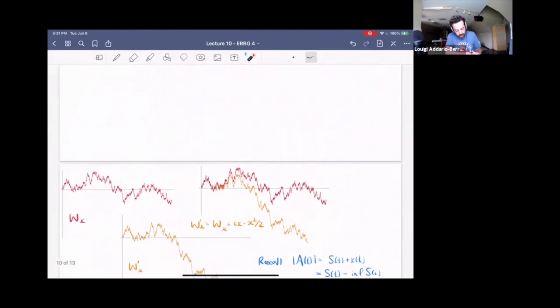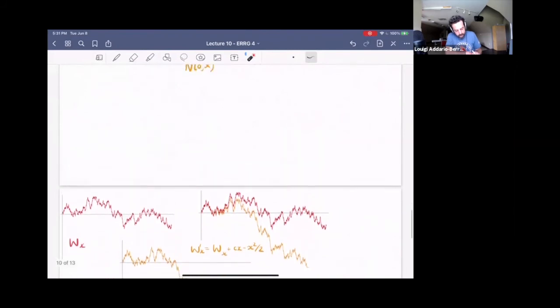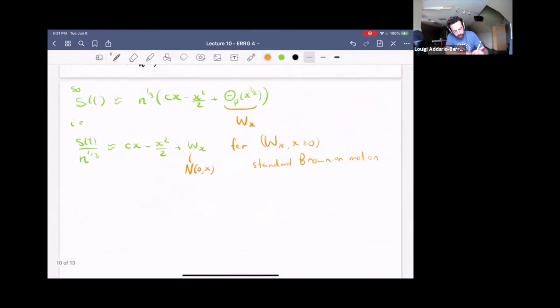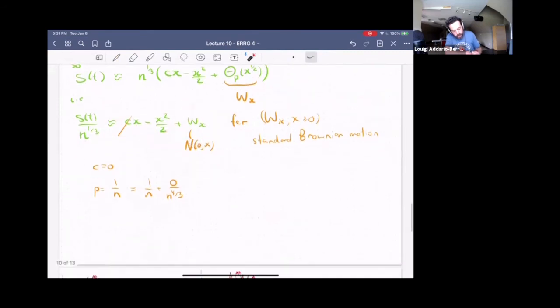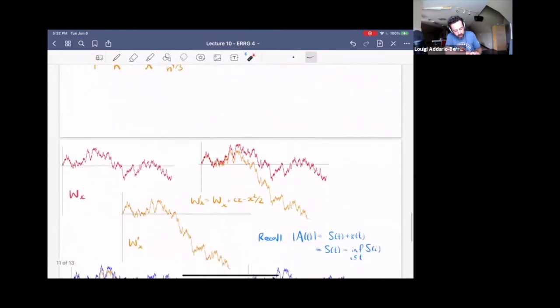Here I think my pictures are all in the case C is 0. Okay, so C is 0 means that p is just 1 over n, or 1 over n plus 0 over n to the 4/3, right? But this process in general looks like some Brownian motion with a parabolic drift. I'm just focusing on the case where the linear term is 0.